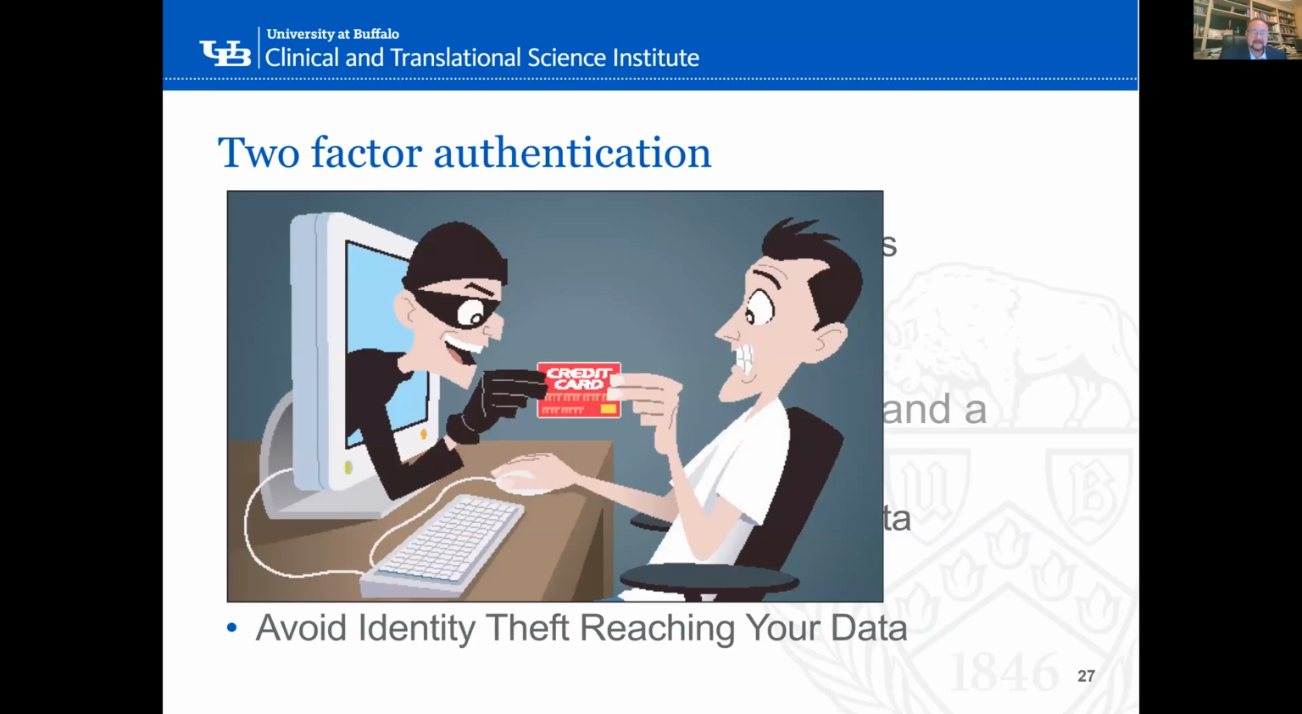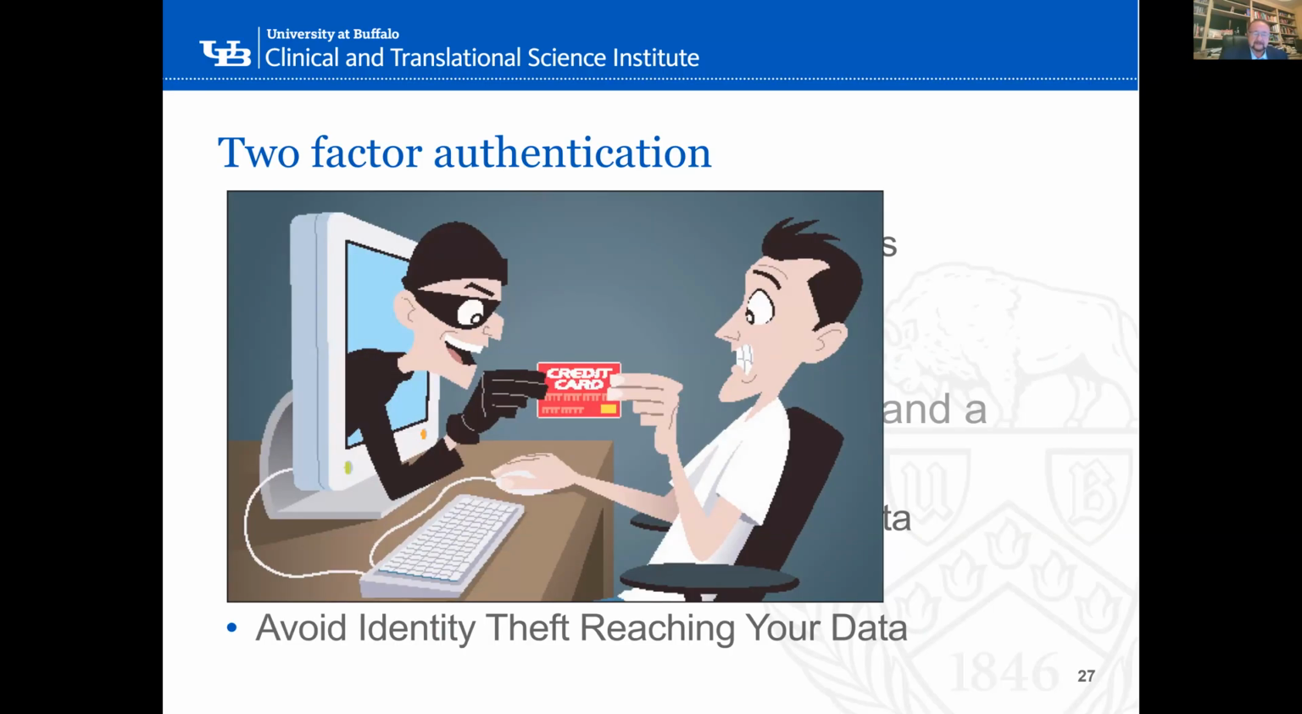And always avoid identity theft, reaching your data. If you don't know the site or whatever, don't go to it. Don't buy things off it. Putting in your credit card's a little risky. So often people use PayPal instead. That's a little better. But there's so many people trying to get your data.